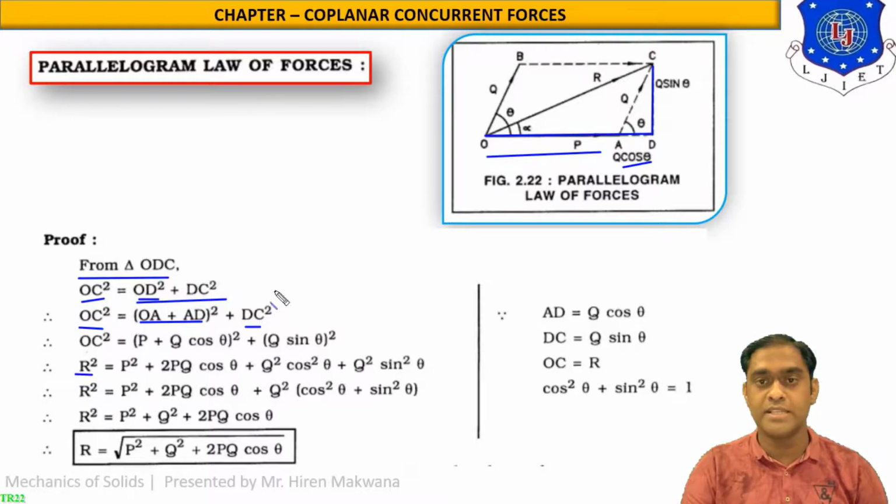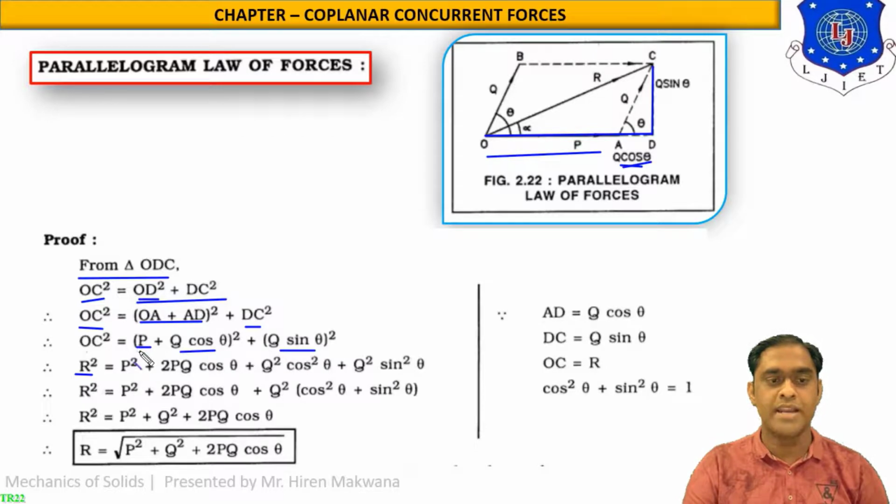OA, from the figure you can see that what is OA? It is force P. So OA will be replaced by force P. What is AD? So AD will be Q cos theta. So here it is (Q cos theta) whole square, as it is. What is DC square? You can see from the figure that DC will be Q sine theta. So here it is (Q sine theta) whole square.